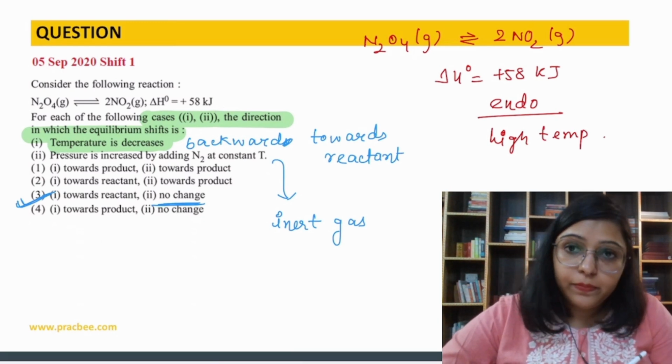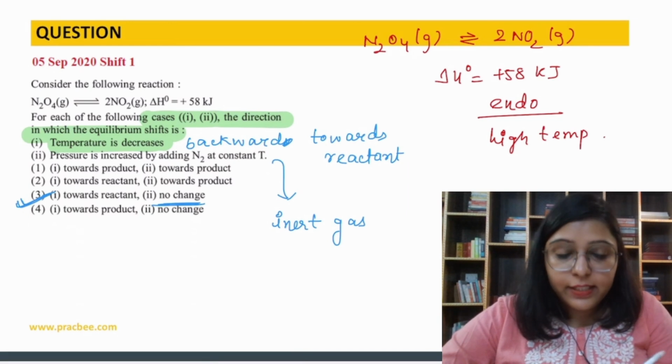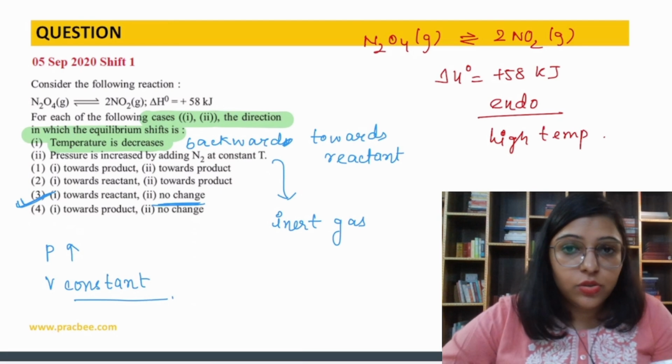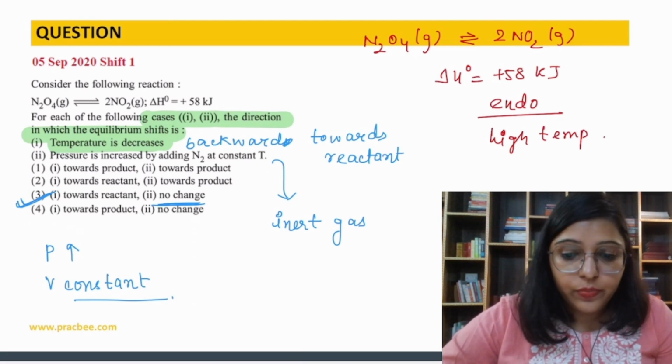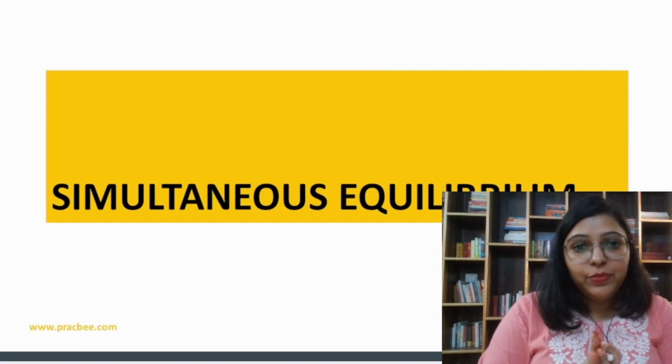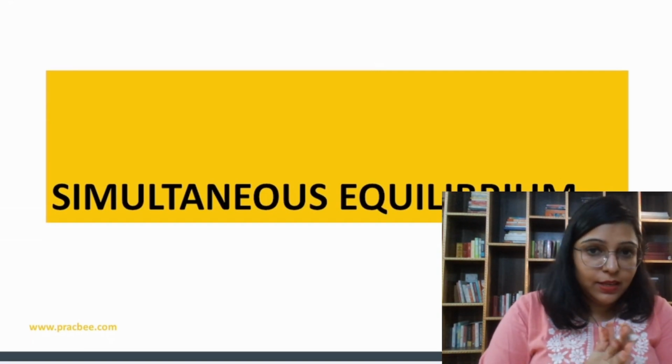ठीक है. So if you are increasing the pressure, means we can say this thing na, if you are increasing the pressure, then volume is going to be constant, and at constant volume addition of inert gas does not affect the equilibrium. So answer is 3. Okay. Now we are moving to the last type of the problem, that is based on the simultaneous equilibrium.